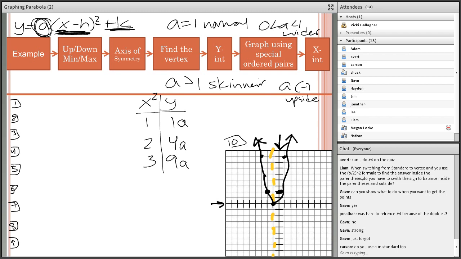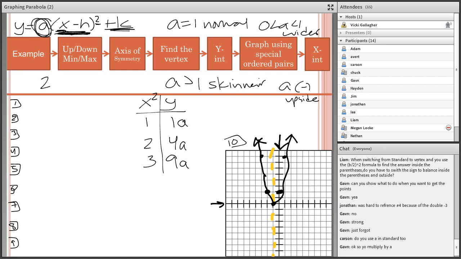Okay. And so in the problem we were just doing, our A was 2. So what I did was I multiplied all of my y numbers by 2. Yeah, you multiply by A. And so then you get a new value.